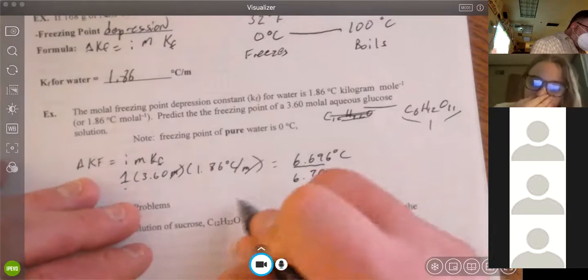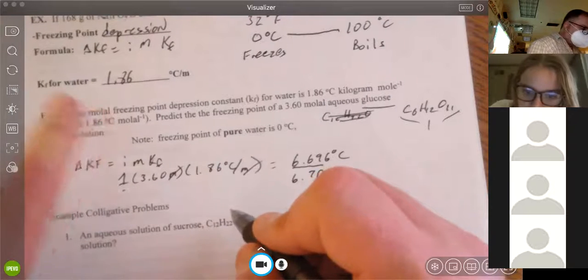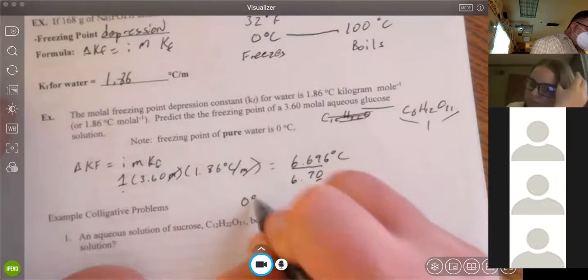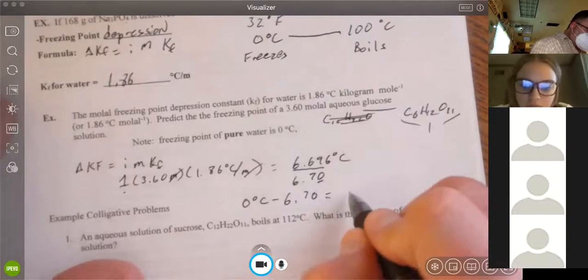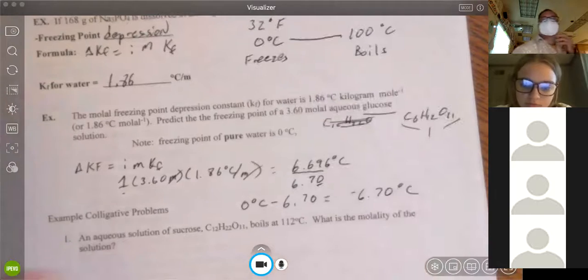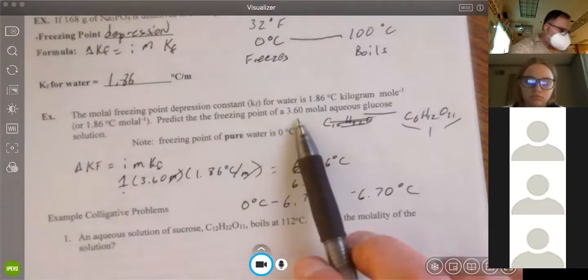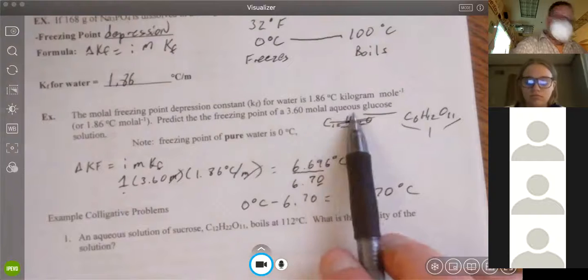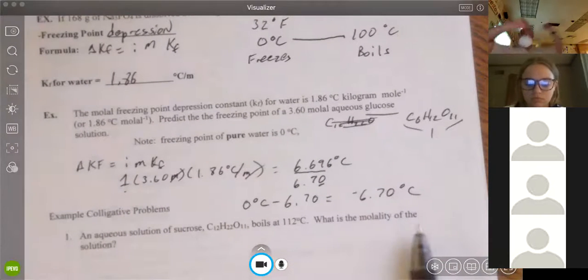In this case, we're actually not adding, we are subtracting because the freezing point is depressed. So we take 0 degrees Celsius minus 6.70, which equals negative 6.70 degrees Celsius. So if you had this many molal sugar water, it would take getting down to this temperature before it would start freezing.